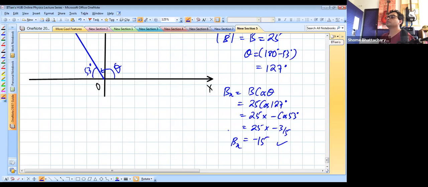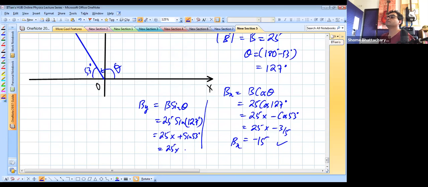Whereas By is B sine theta. So just apply that same thing. 25 into sine 127. Now second quadrant, remember sine is positive. So 25 into plus of sine 53, so 25 into 4 by 5, or positive 20. So this is my By. Now finally the vector B, you can see, is Bx, which is minus 15 i cap, plus By, which is plus 20 j cap.